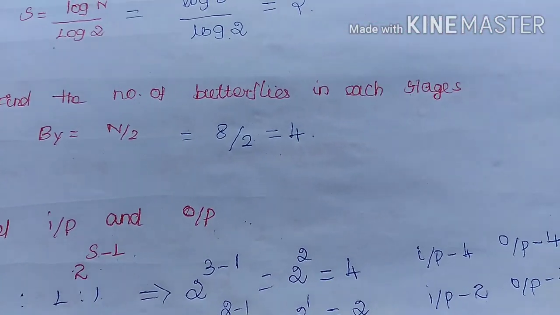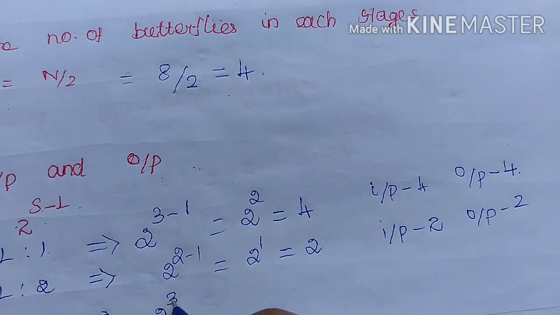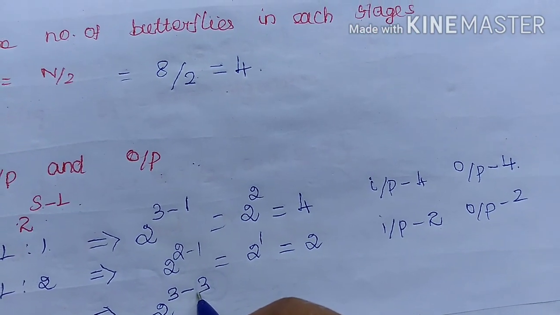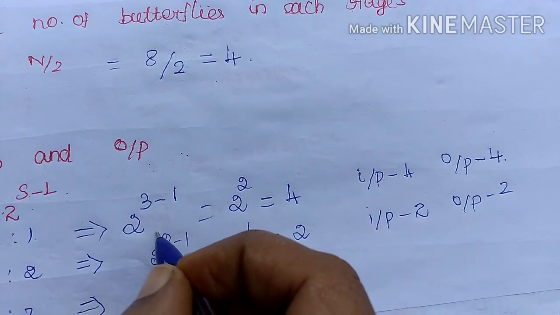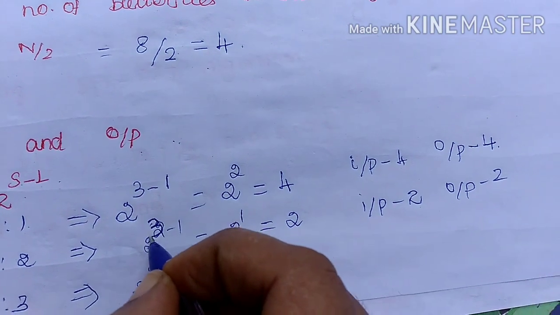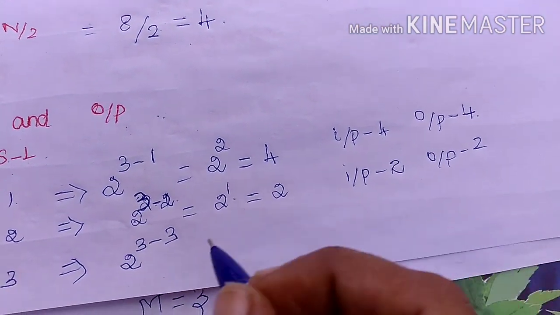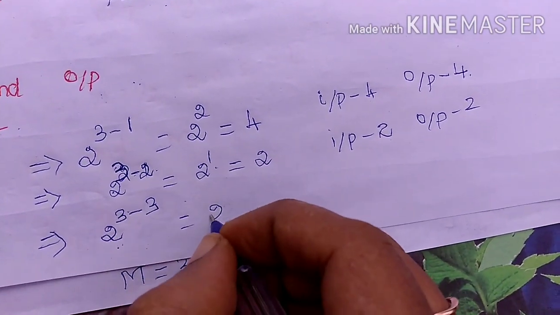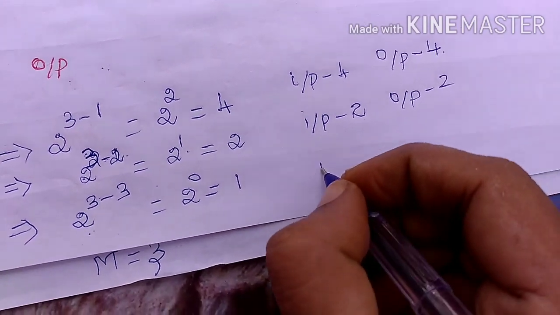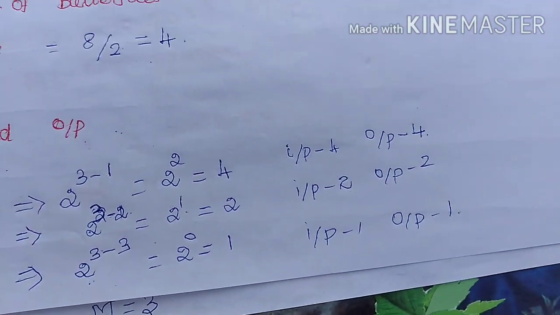Then L equal to 3. 2 power 3 minus 3. So here one mistake: 2 power 3 minus L, where L equal to 2. So 3 minus 2 is 1, right? Okay. Then here 2 power 3 minus 3 means 2 power 0. That answer is 1. So input is equal to 1 and we are getting the output equal to 1.